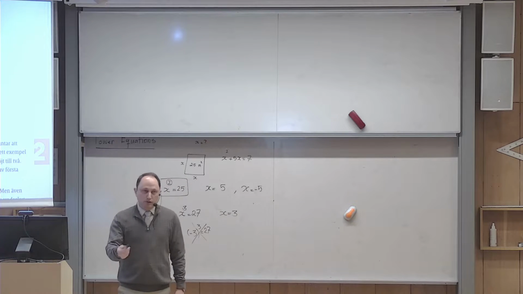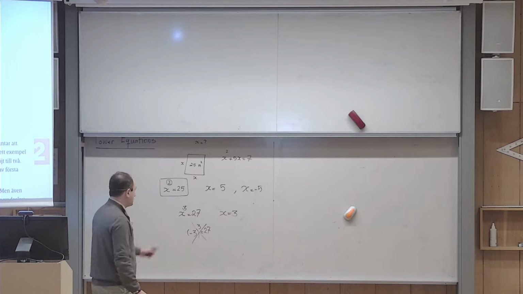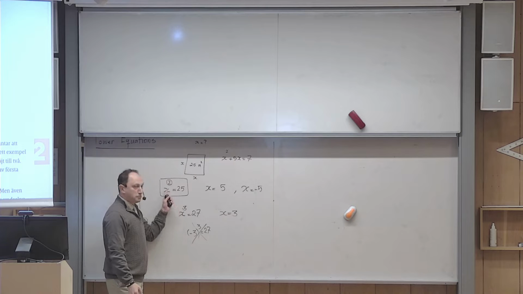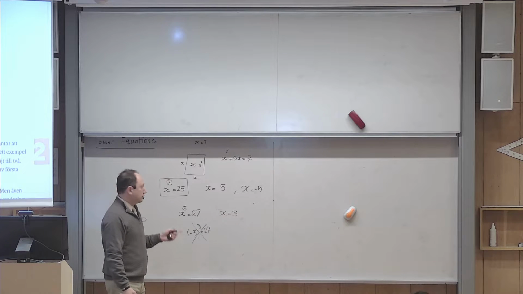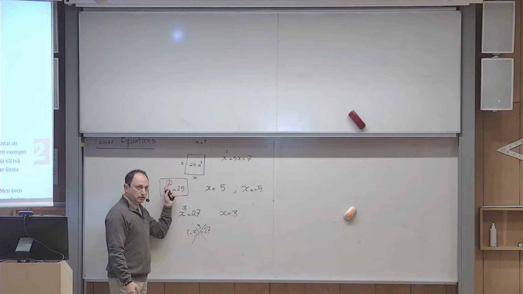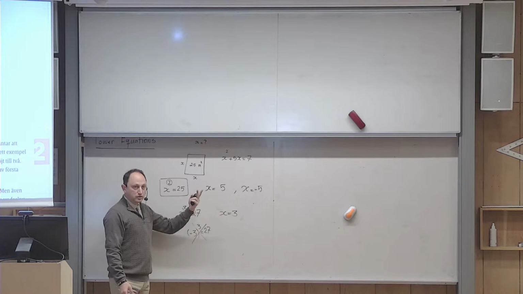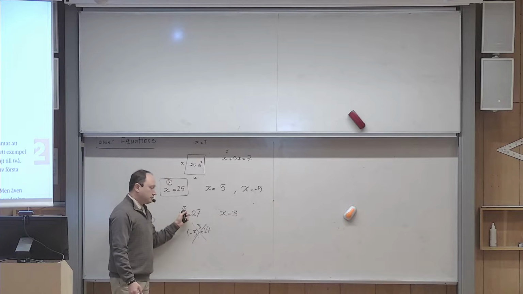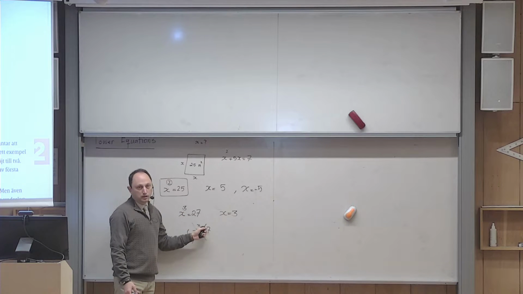So immediately you realize the difference between this case and that case. What do you think is important? What is the important difference between these two equations? Yes? Exponent is even or odd. Odd. So if you have an even exponent, you always get two answers which are negatives of each other. But if you have an odd power, you get only one answer.